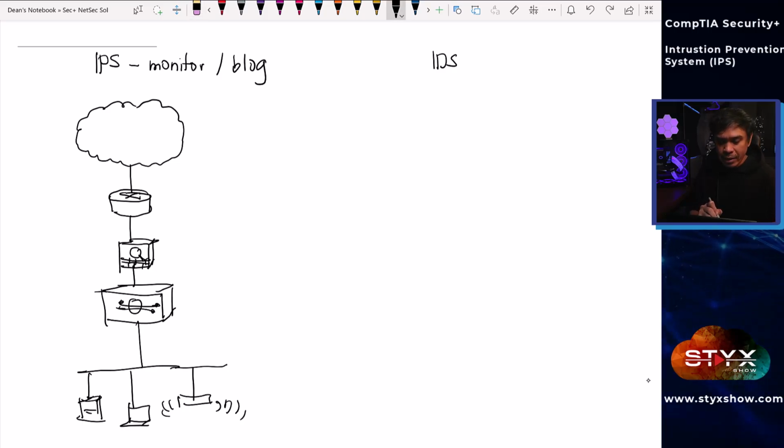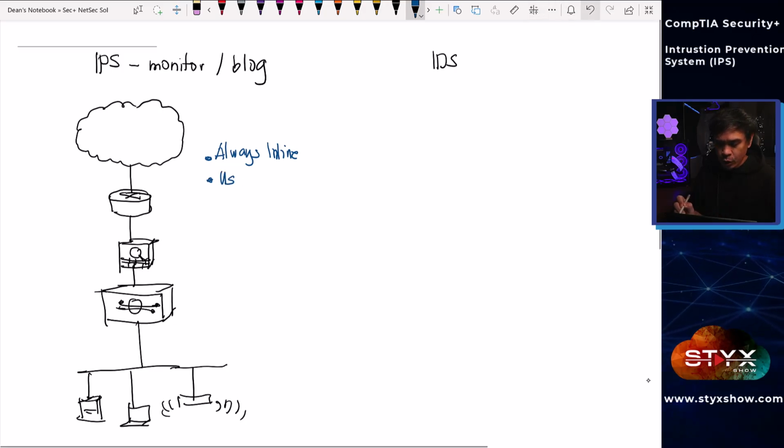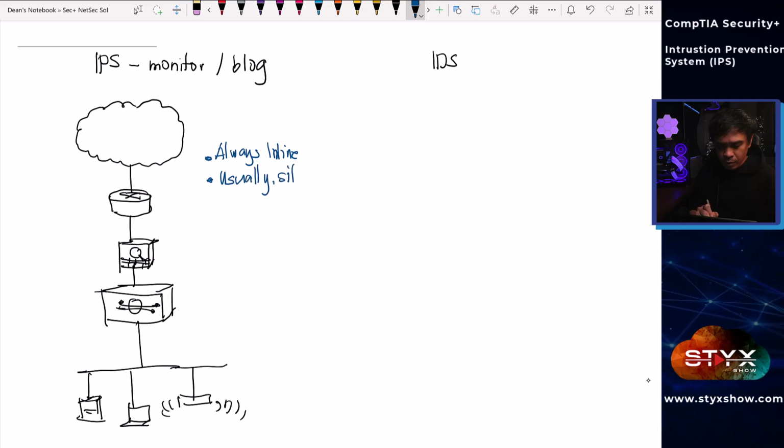Now I will just add here that IPS is always inline. Okay, always inline. What else? Usually it sits at the network edge. Network edge. All right, or sometimes we call this network perimeter. Now, why network edge? You see, by placing IPS at the network edge, the organization can detect and also prevent malicious activity before they can enter and affect the internal network.